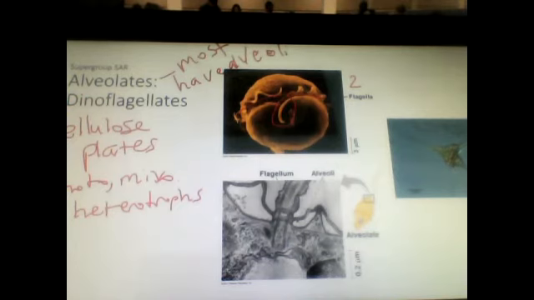Most of them, the photosynthetic ones and the mixotrophs, would be considered to be algae. They also have, so remember when we were talking about DNA structure, we said the DNA could be loose or condensed. Dinoflagellates always have condensed chromatin, so their DNA is always tightly wound up.